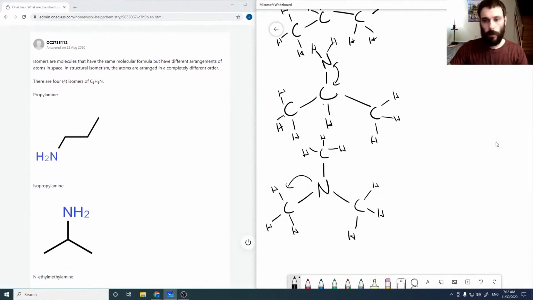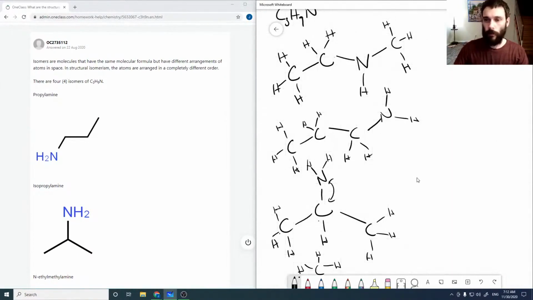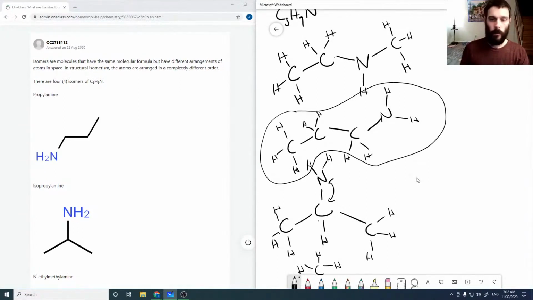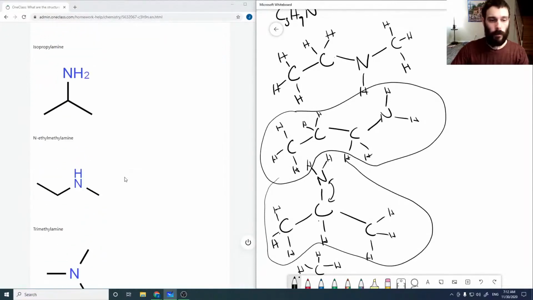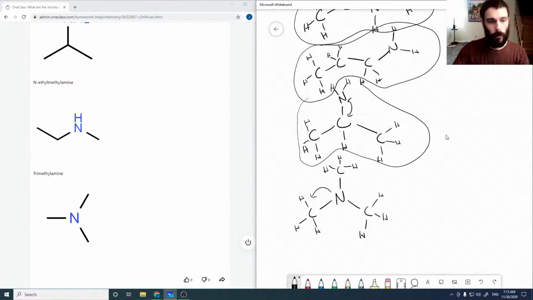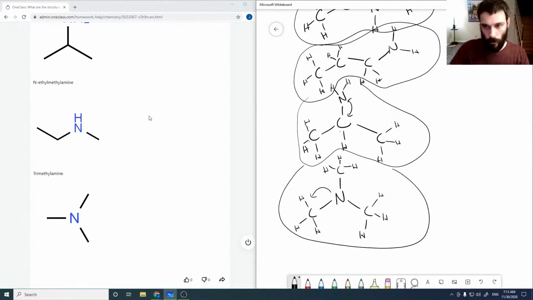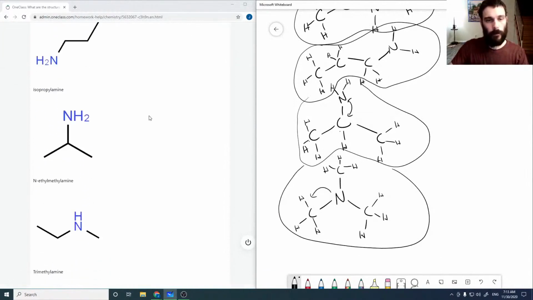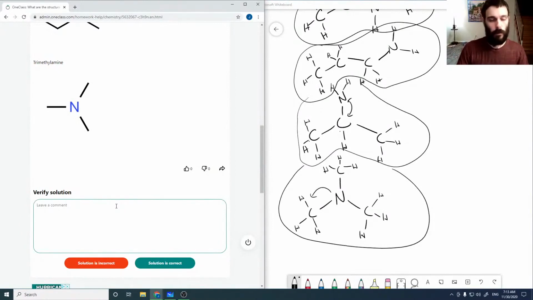So if we look at the solution here, we've got nitrogen coming off the end, so that's propylamine. And then right below it is the isopropylamine here. And ethylamine is this guy. And then my trimethylamine is down here. Okay, and so those are the four that I found. And so I believe that's it. And so I believe this is correct.